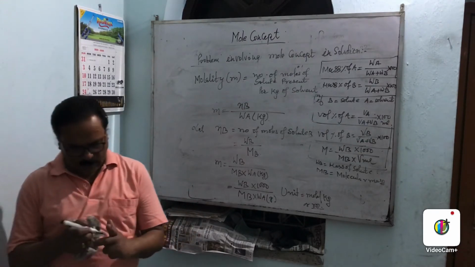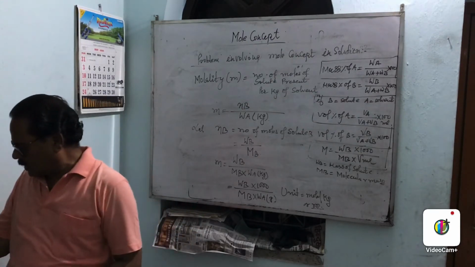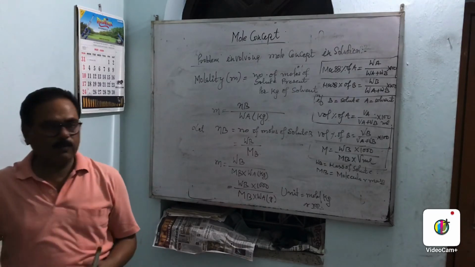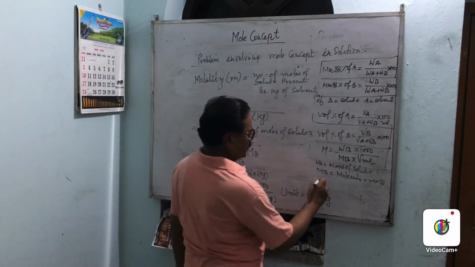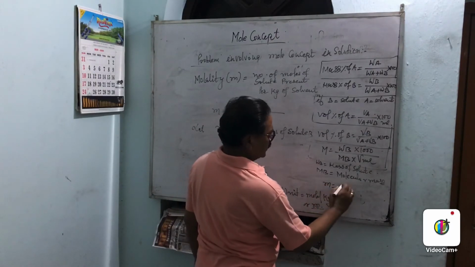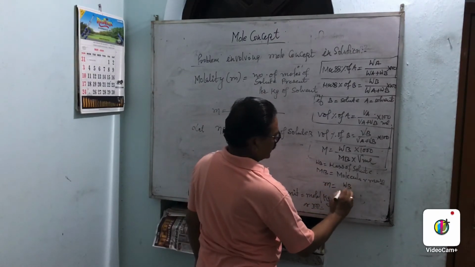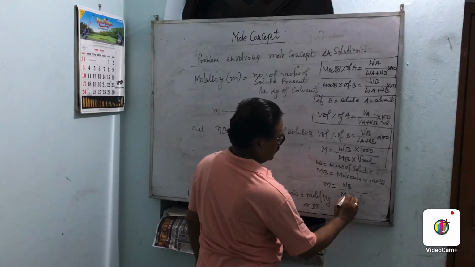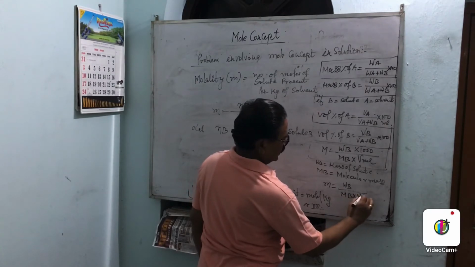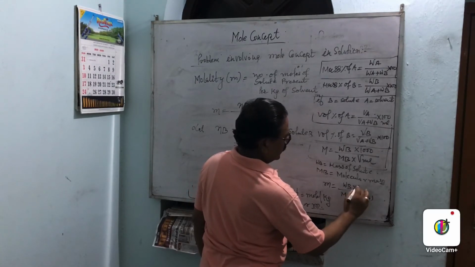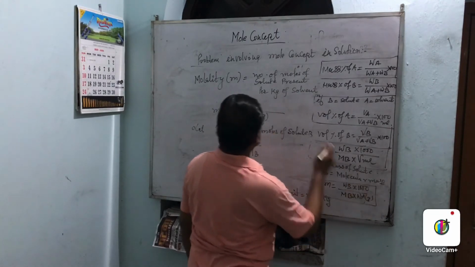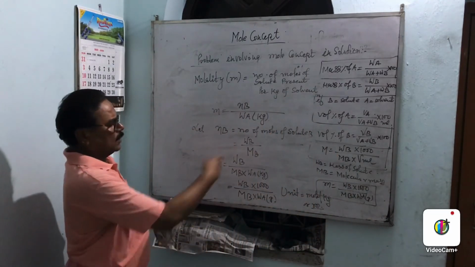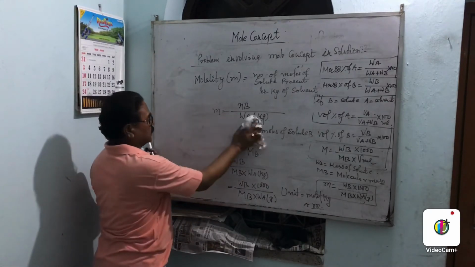Now what is the effect of temperature on this molality? We see, so there is another formula we write here for molality. This is Wb, this is Mb, this is Wa in gram, and this is 1000. So another formula is deduced, the molality equation.